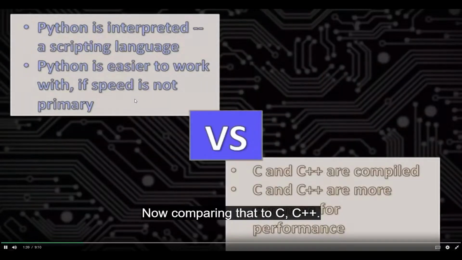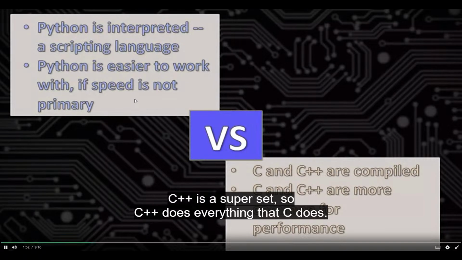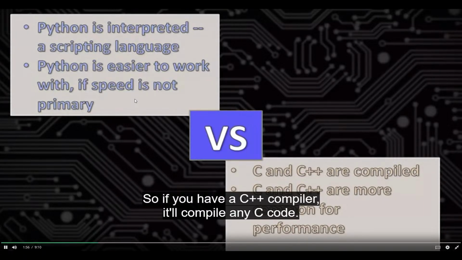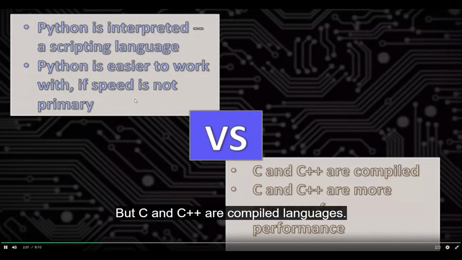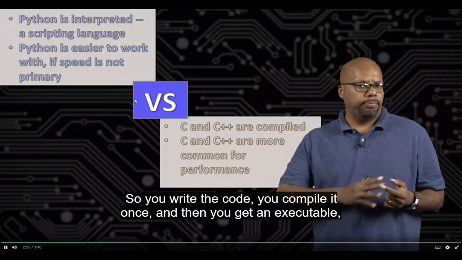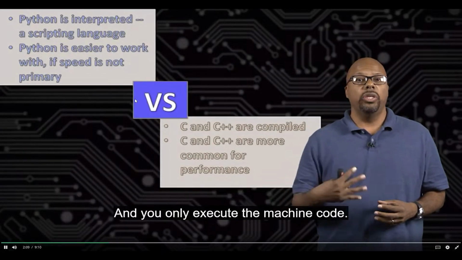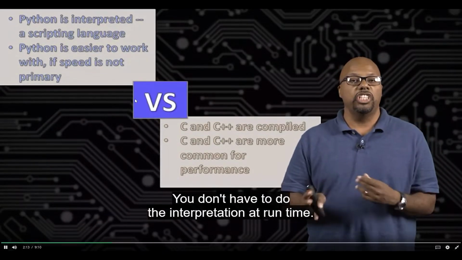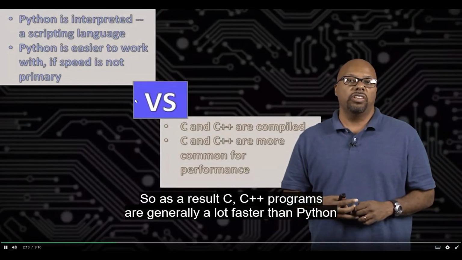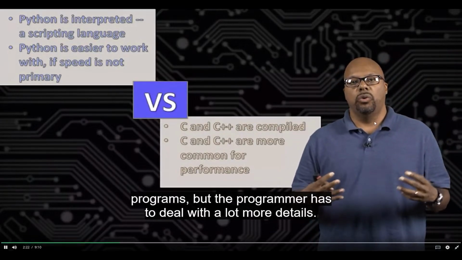Now, comparing that to C, C++, they're related languages. Actually, C is a subset of C++. So C came first, C++ came second. C++ is a superset, so C++ does everything that C does. If you have a C++ compiler, it'll compile any C code. But C and C++ are compiled languages. So you write the code, you compile it once, and then you get an executable, which is machine code plus extra information, and you only execute the machine code. You don't have to do the interpretation at runtime. So as a result, C programs are generally a lot faster than Python programs, but the programmer has to deal with a lot more details.